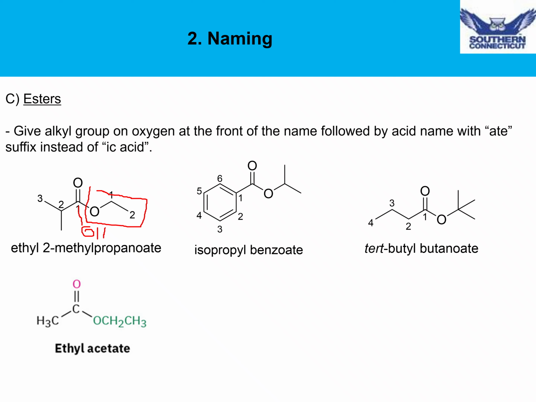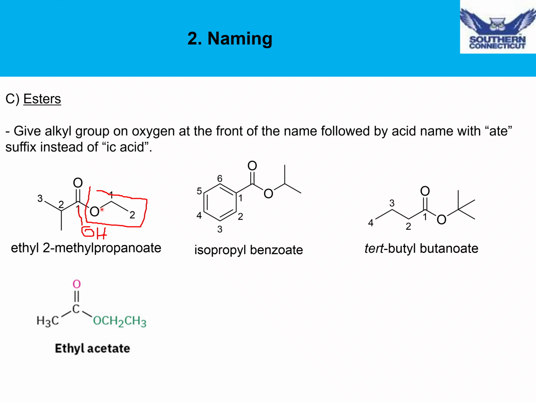If we were going to name this carboxylic acid, it has 3 carbons: 1, 2, and 3. This would be named propanoic acid as a carboxylic acid. It has a methyl group on carbon 2, so it would be named 2-methylpropanoic acid if it was a carboxylic acid. When it is an ester, we change the -ic acid ending to -ate.